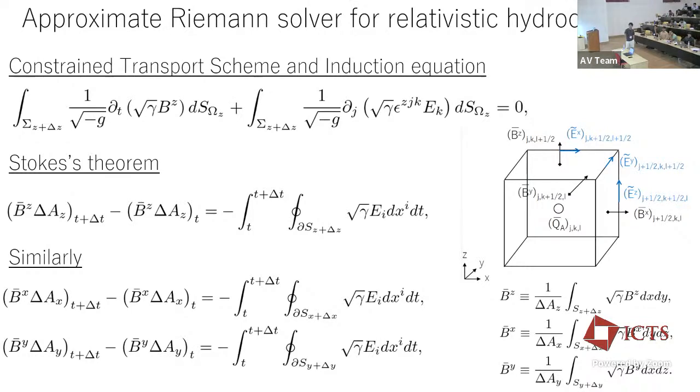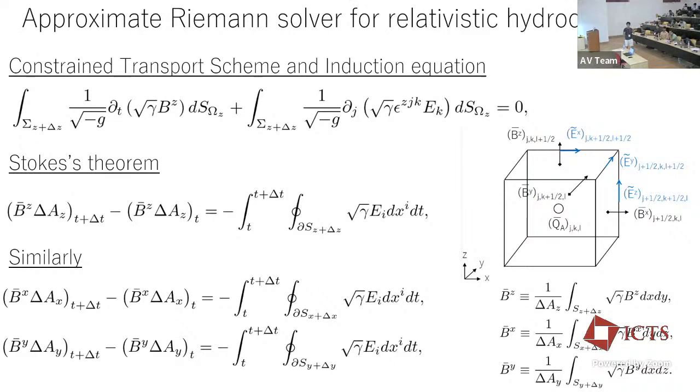And then you also define the electric field. For example, the x component of the electric field is defined on the cell edge, the y component is here, and the z component is here. By defining the electric field and magnetic field in these locations, you can easily show that the divergence-free condition is satisfied numerically by using the induction equation, because B_x is evolved by the rotation of E in this direction, and B_y and B_z as well.